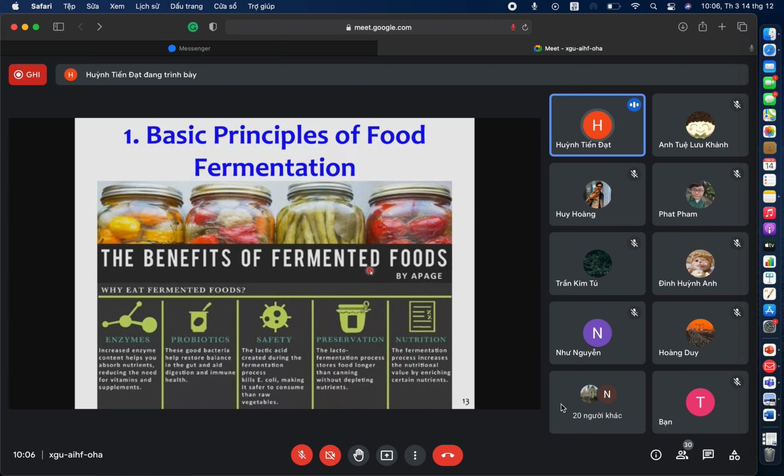So, the benefits of fermented food. Why do we need to use that? Here is some recommendation for you guys: why eat fermented food? Because of the enzymes, because of probiotics, because of safety. Safety means low pH, high acidity generated from the fermentation, which can inhibit pathogens. For preservation, it means we can keep fermented food for a longer time, safer, and sometimes it increases the nutrition. Sometimes it can enhance certain substrates in the food.